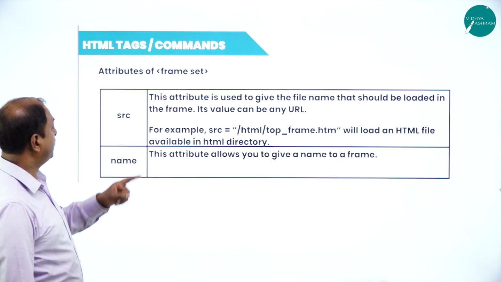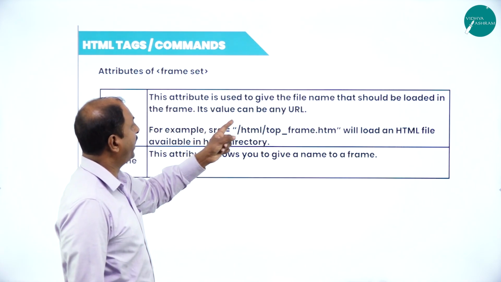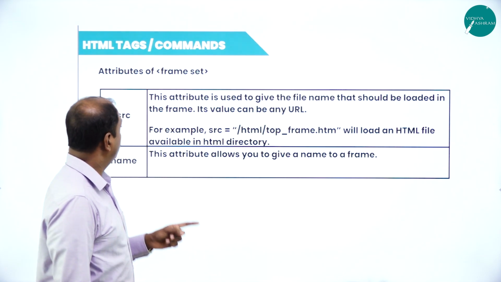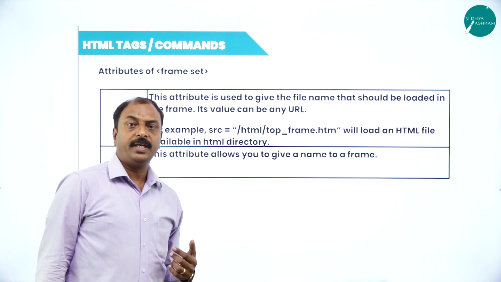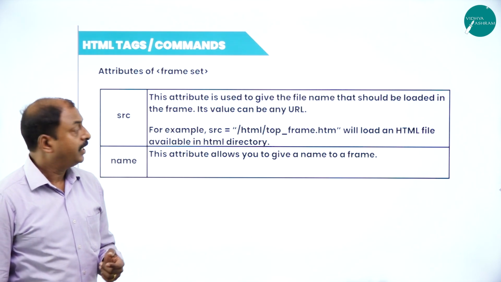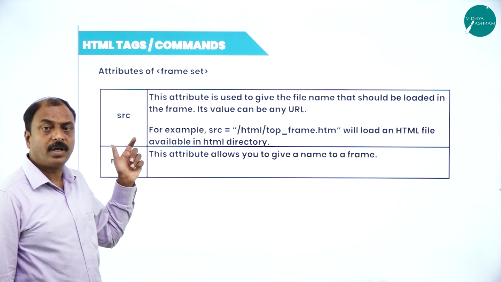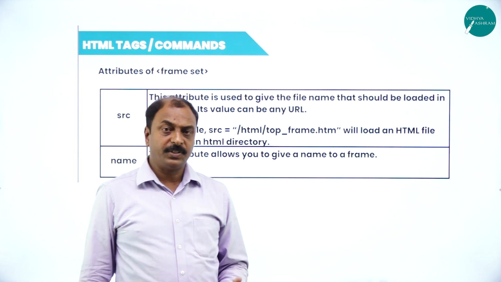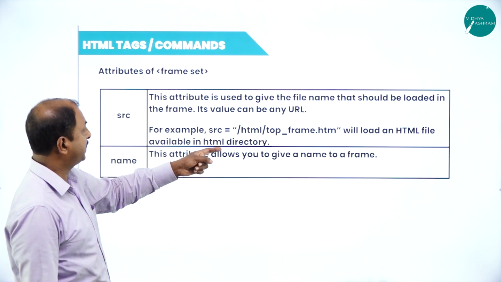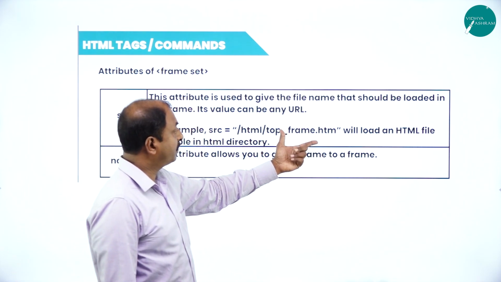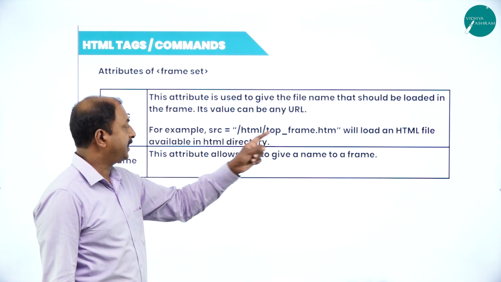Next attribute is src. This attribute is used to give the file name that should be loaded in the frame. Its value can be only a URL. We have already used this in our previous slides with the previous examples. There we have used the frame tag with the src attribute. So src stands for source. I told you we have to specify the file name along with its path. Here, for this, one more example: src equals to, this is the location of the file, and it will load an HTML file available in the HTML directory. This is one example.